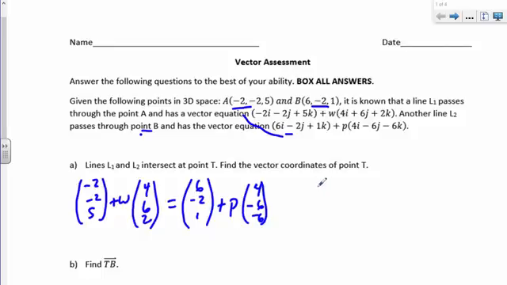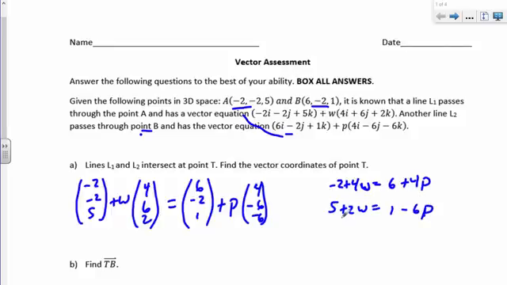Alright, so they want to find the coordinates of T, point T where they intersect. So I say, okay, let's take a look at this. We're going to create a system here. We have -2 plus 4W, and that's going to equal 6 plus 4P. Let's create another equation. Let's just use the bottom, I don't think it really matters. 5 plus 2W is equal to 1 minus 6P. So we have a system of equations here.